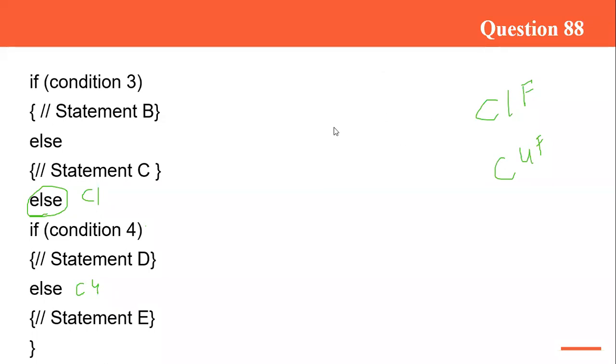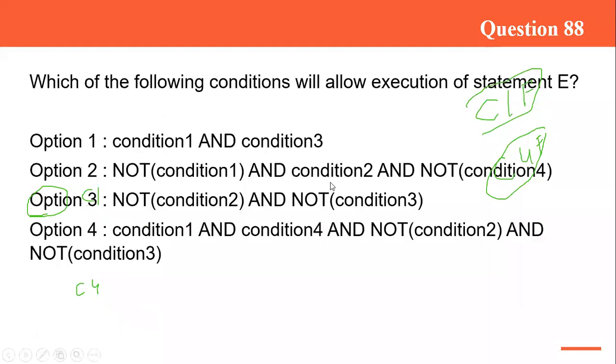We are talking about the else part of C1. C1 is false, that is mandatory. C1 must be false, C4 must be false. We have to choose the option which has these two things clearly. Other things we don't care about. What is C2, what is C3, what is C4? We don't need to think of it.